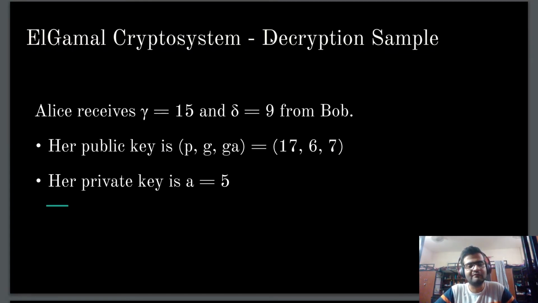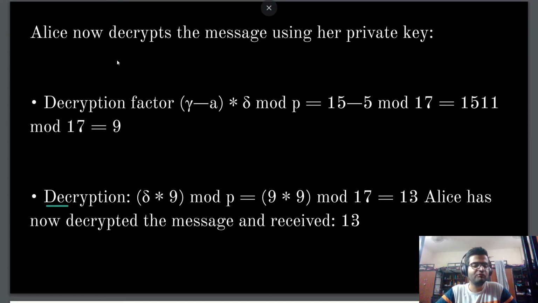On Alice's side, the decryption example will happen. Alice will receive gamma equals 15 and delta equals 9 from Bob. Her public key is P, G, G^A, which is 17, 6, and 7, and her private key is 5. Alice now decrypts the message using her private key. She will compute the decryption factor, that is gamma^(minus A) multiplied by delta mod P, which will compute to 9. Then the decryption, delta multiplied by 9 mod P, will give 13, and Alice has now decrypted the message and received 13.